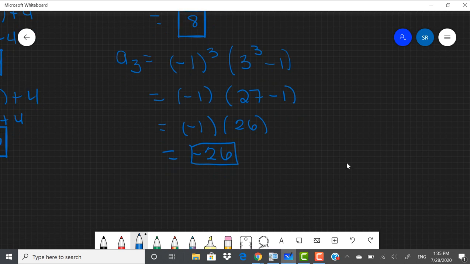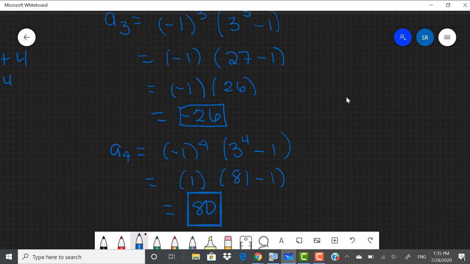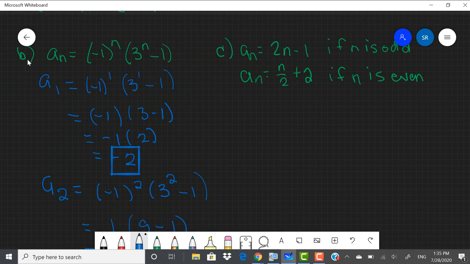All right, one more term, the fourth term. So we'll go negative 1 to the 4th power, 3 to the 4th power, minus 1. This just turns into 1 because we have an even amount of negatives. They all become positive. 3 to the 4th power is the same as 9 times 9. So this is just going to be 81 minus 1, which equals 80. Okay, so those are the first 4 terms for B.